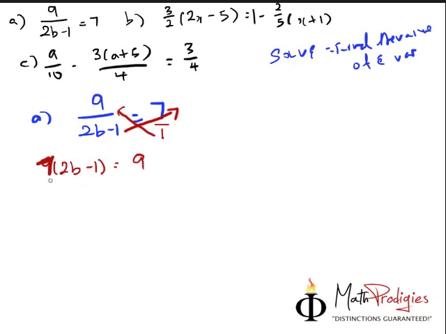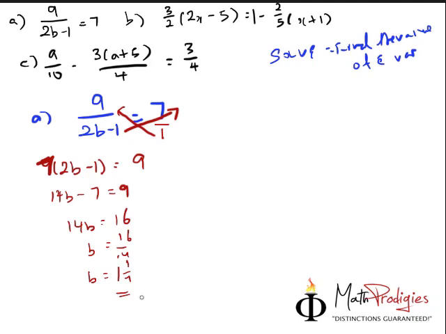Then from here, it's very simple. You just open this up. 14b minus 7 equals 9. Bring over the 7, you get 14b equals 9 plus 7, which gives you 16. b equals 16 over 14. Therefore, b equals 1 over 7. Bam. That is the answer for part A. If you got that one right, high five, because you are a math prodigy.